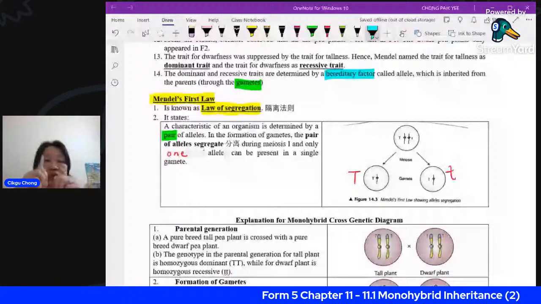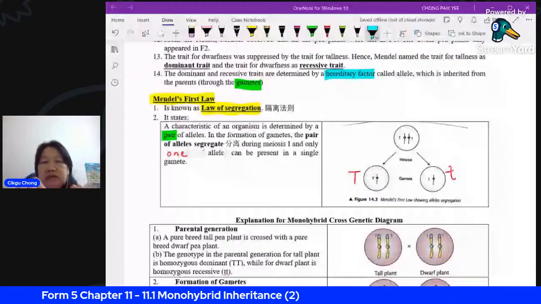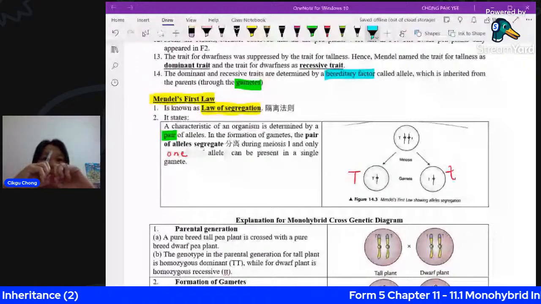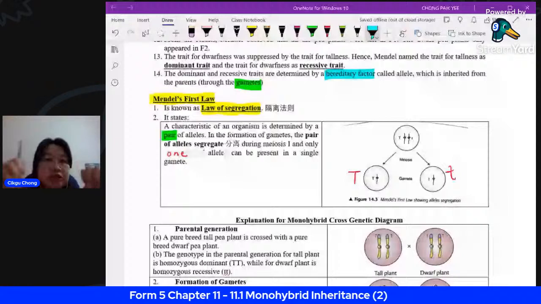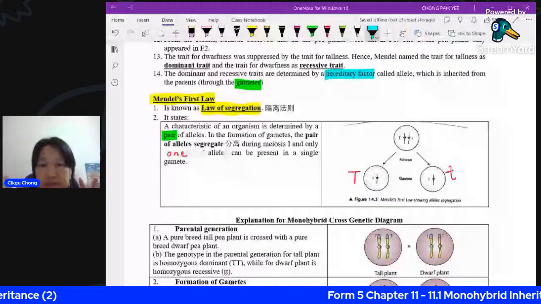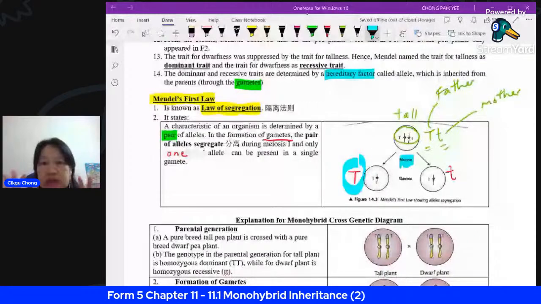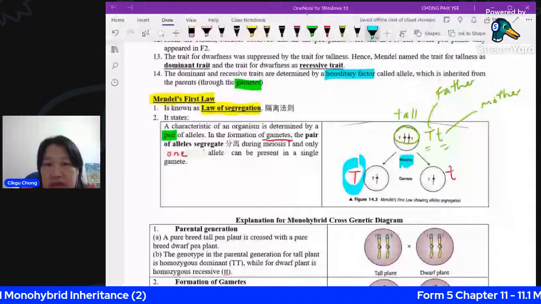In order to form gametes, as you learned in your Form 4 work, the homologous chromosomes split during metaphase 1. One will go to one end of the cell and the other goes to the other end. In the end, you're going to have 2 gametes. Now, each gamete can only carry 1 allele. This one carries the capital T, and the other gamete will carry the small t, the recessive gene.